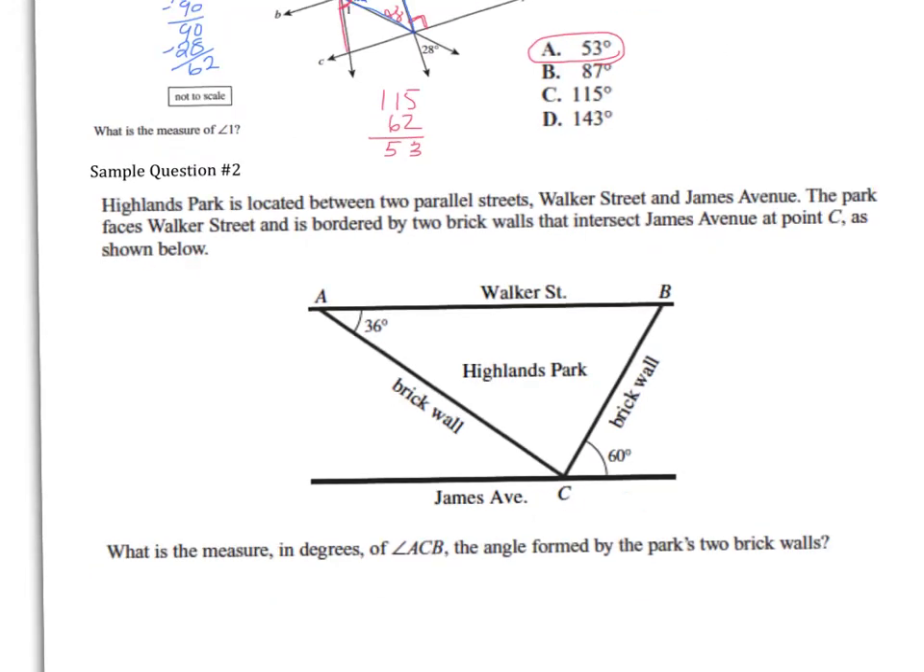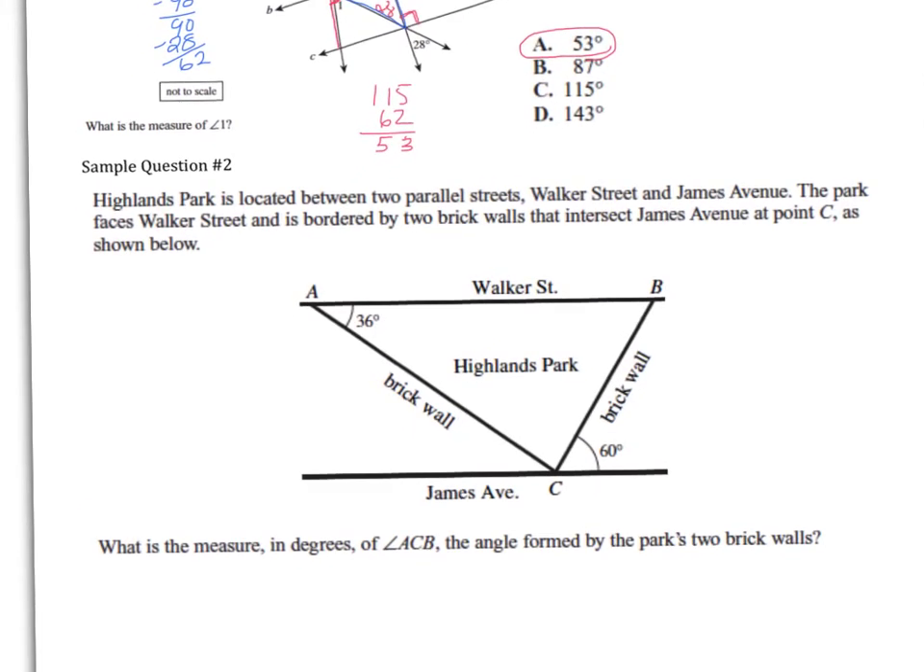Okay, let's take a look at sample question number 2. We're told that Walker Street and James Avenue are parallel, and so if you want, you can mark your picture. So these two lines are parallel, and then in that case I have two transversals. The transversals are formed by the two brick walls, and so I can get a lot of information about that. Basically I have here some alternate interior angles right here, which makes this angle here 36.